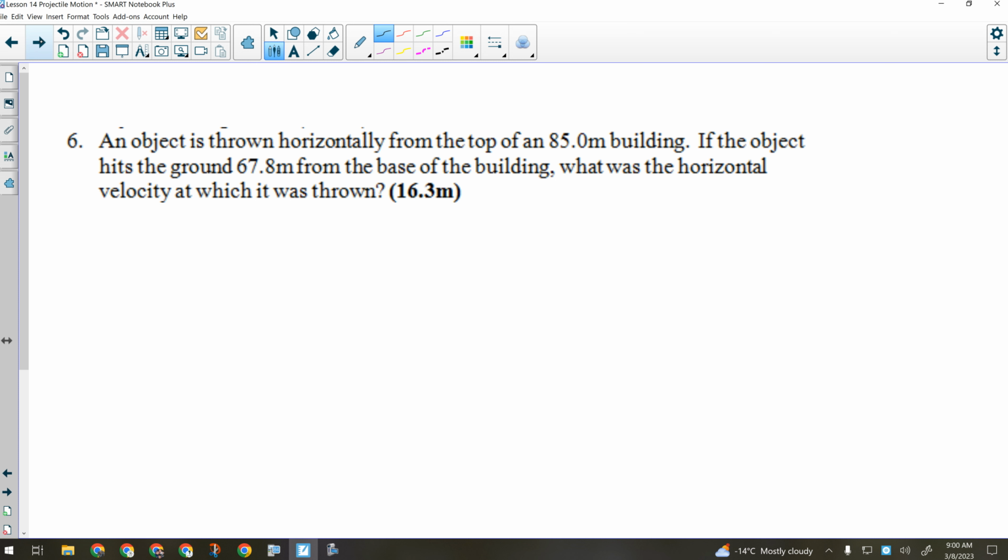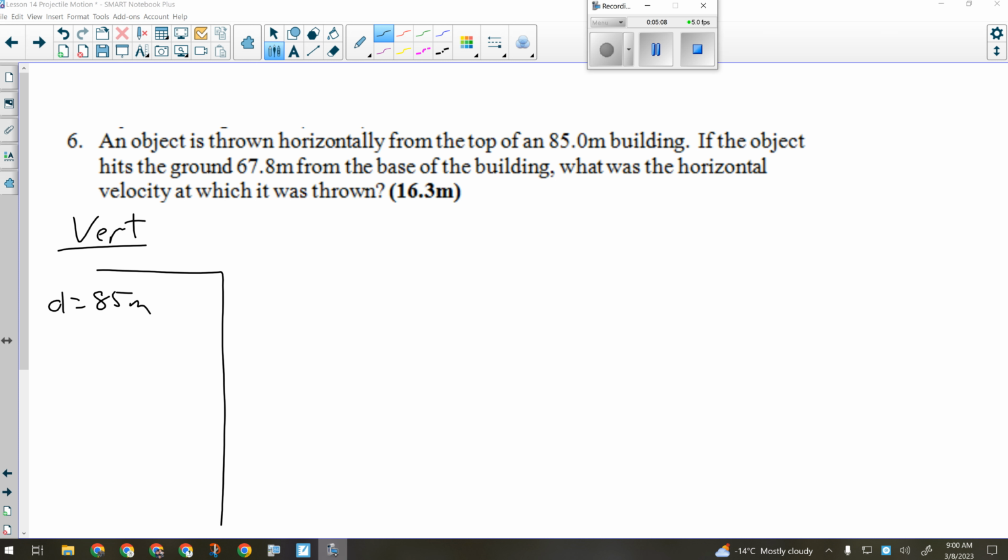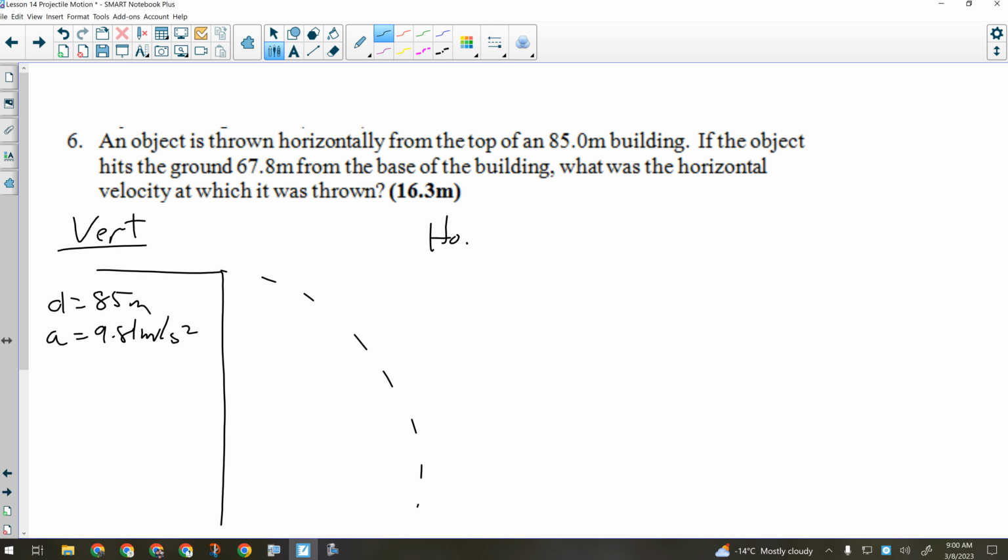So for number 6, again, thrown horizontally off the top of an 85-meter tall building. So vertically speaking, I know the displacement is 85 meters. We got an 85-meter tall building. We know the acceleration is 9.81 meters per second squared, and it hits the ground 67.8 meters from the base of the cliff.